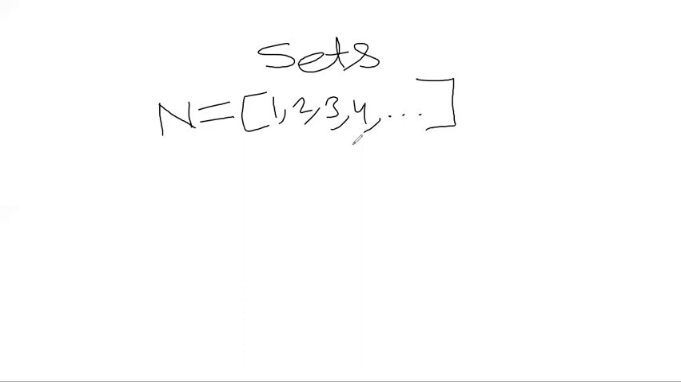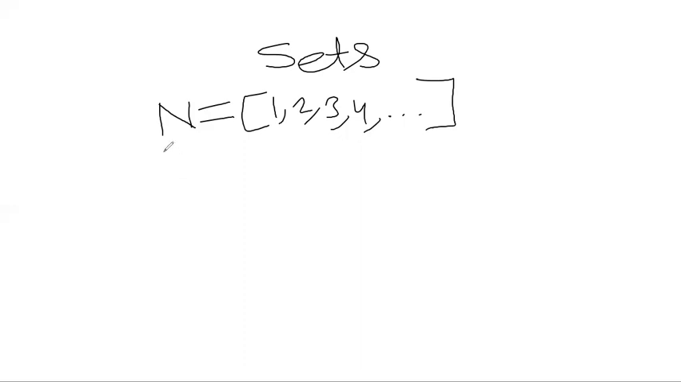So what do you mean by set? Set may be defined as a combination of different elements. Okay, like a set of natural numbers. If I tell you, then a set of natural numbers can be represented as N equal to 1, 2, 3, 4, and so on. So this is the set of natural numbers.